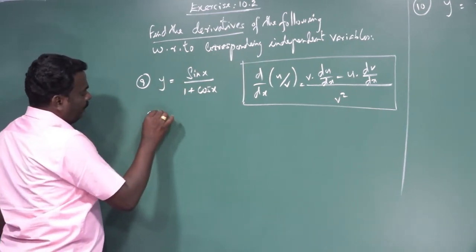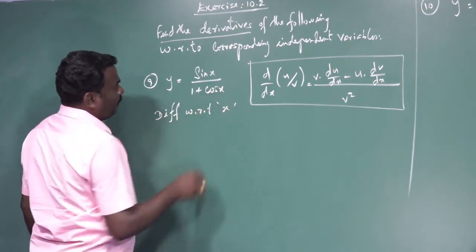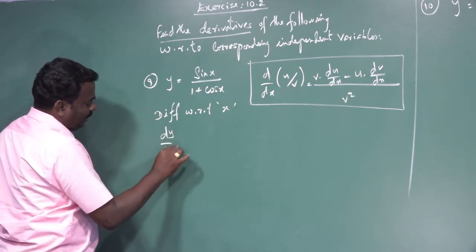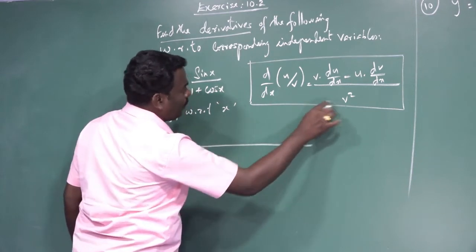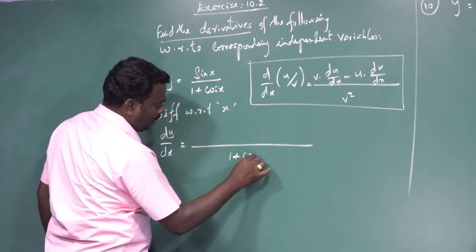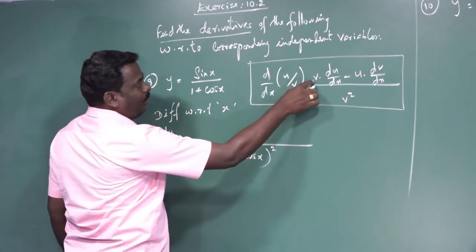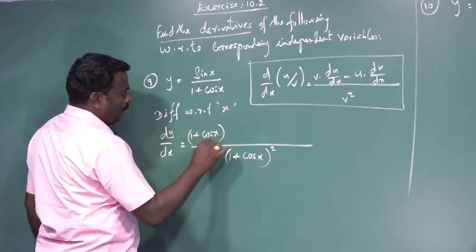Now differentiate y with respect to x, dy by dx, which is equal to U by V. Therefore the denominator is V square, 1 plus cos x whole square, and the numerator has V, which is 1 plus cos x, keep it as it is.